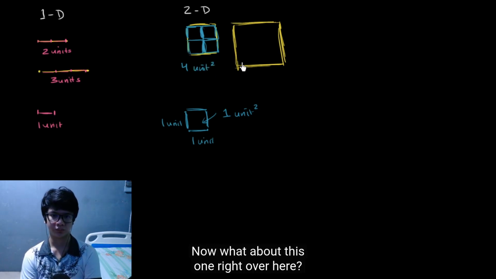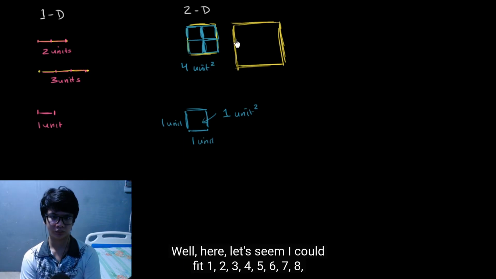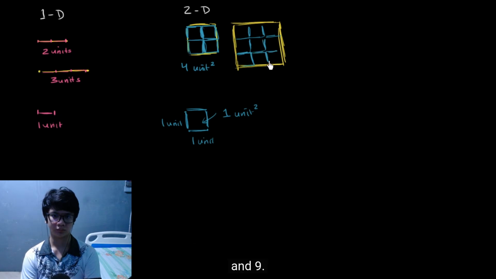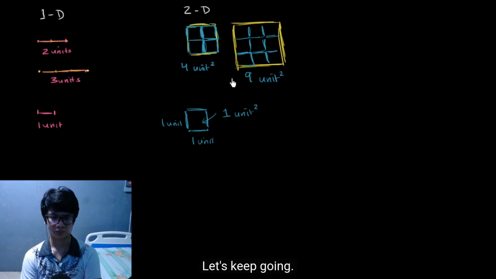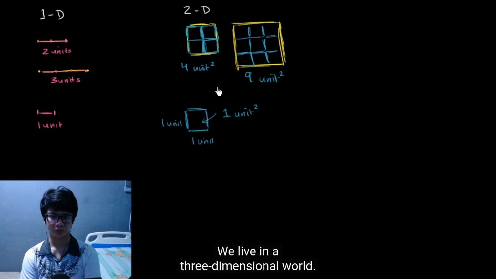Now what about this one right over here? Well, here, let's see, I could fit 1, 2, 3, 4, 5, 6, 7, 8, and 9. So here I could fit 9 units squared. Let's keep going. We live in a 3-dimensional world.